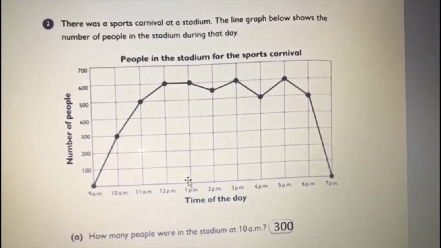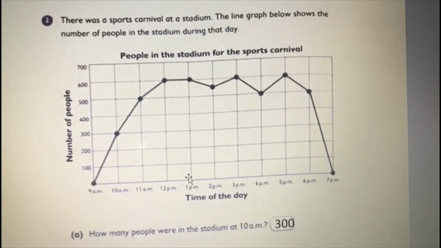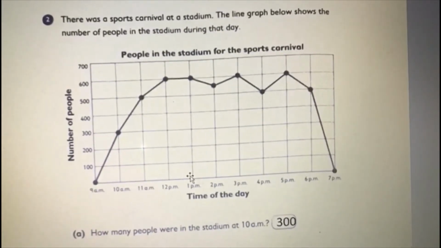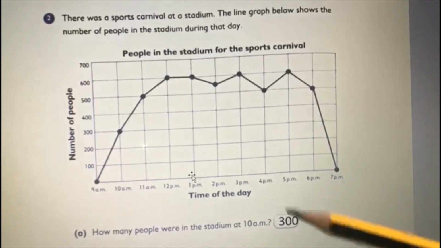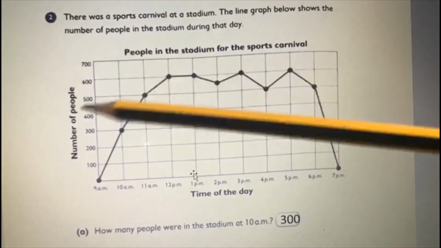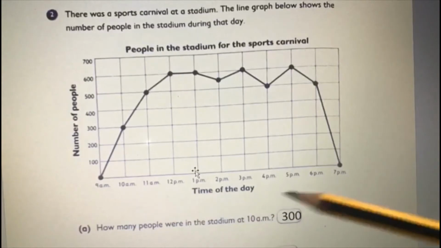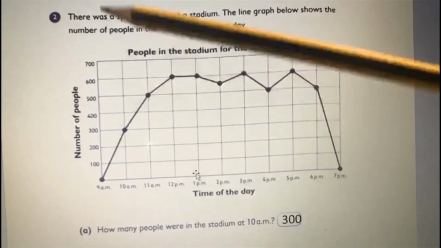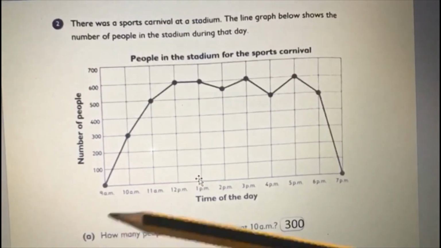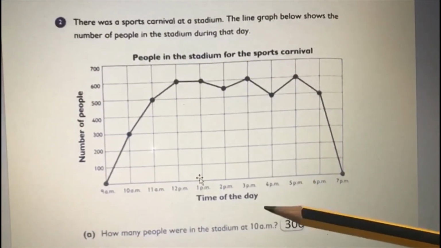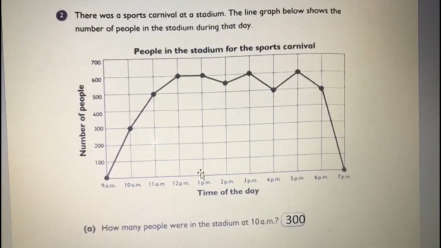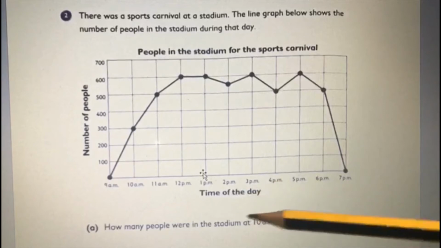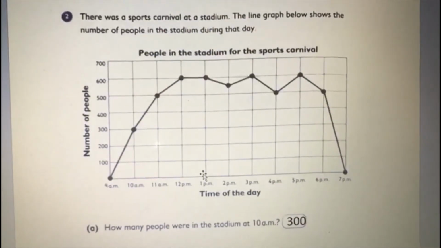Now go to the second question. There was a sports carnival at a stadium. The line graph below shows the number of people in the stadium during that day. So this is the time of the day and this is the number of people. Every time you have to read these sentences. This is the x-axis and this is the y-axis. You have to be careful what is given on each side. Then only you can give the answers properly.